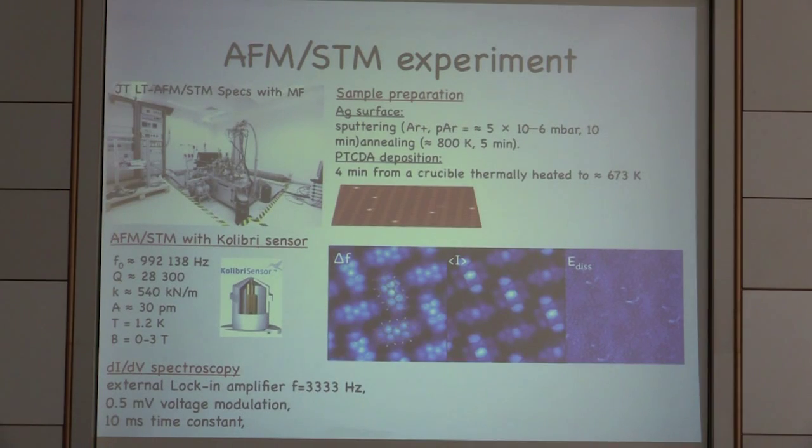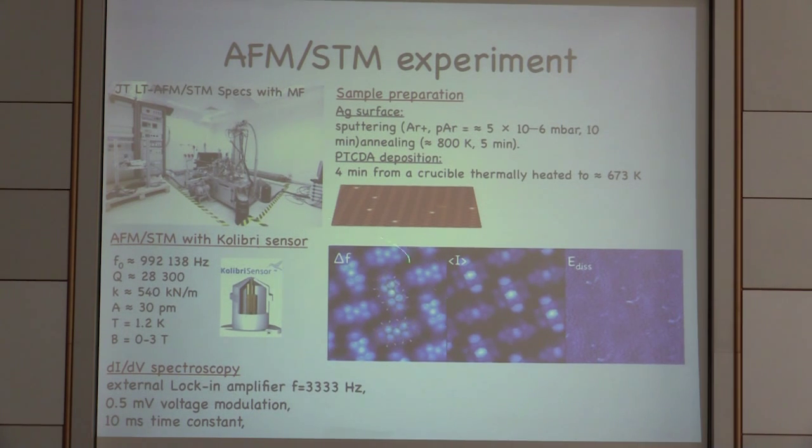Okay, so to do that we use our JT SPECS machine, where we use this Colibri sensor, which allows us to combine AFM and STM. It's at low temperature, and also, importantly, with a magnetic field, so we can apply this magnetic field perpendicular to the sample up to 3 Tesla. So with that we can also get these high resolution images when we functionalize our tip properly.